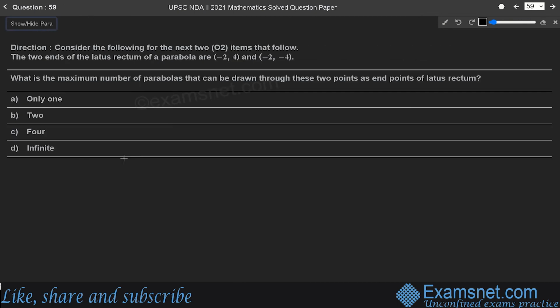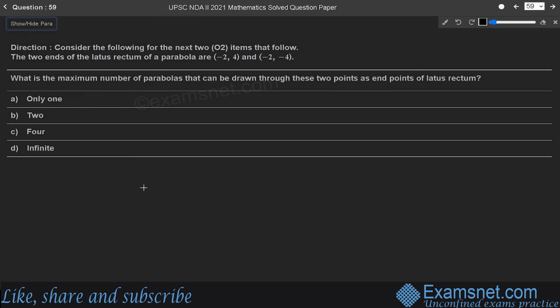Next question is a very important question, and this question surely comes in all the exams. It is a fact that this type of question always comes in the exam. The question is: the two ends of the latus rectum of a parabola are (minus 2, 4) and (minus 2, minus 4). What is the maximum number of parabolas that can be drawn through these 2 points as endpoints of the latus rectum?